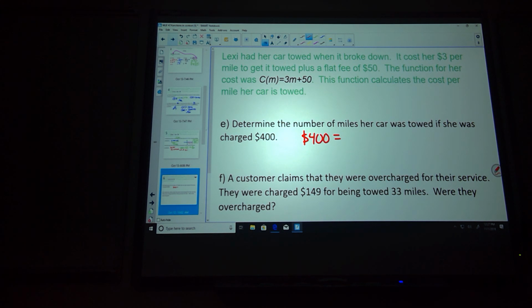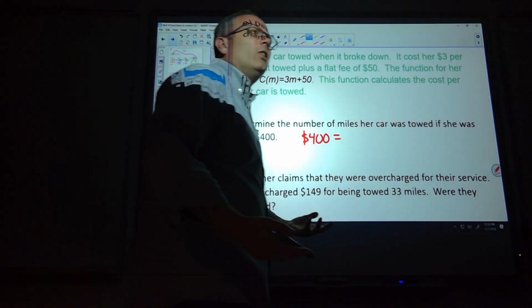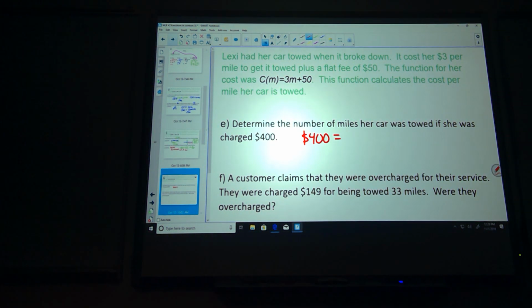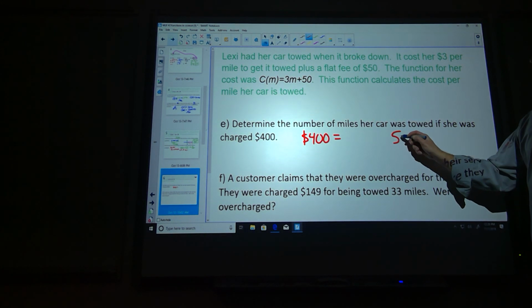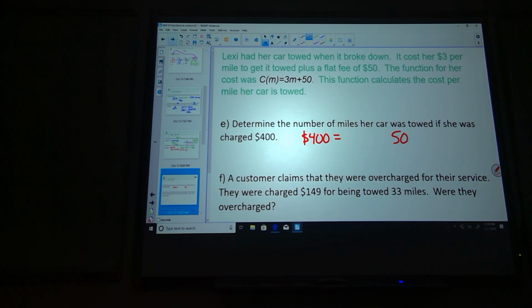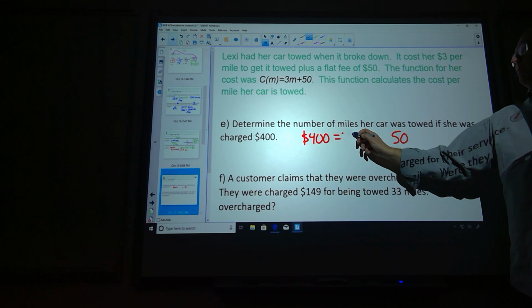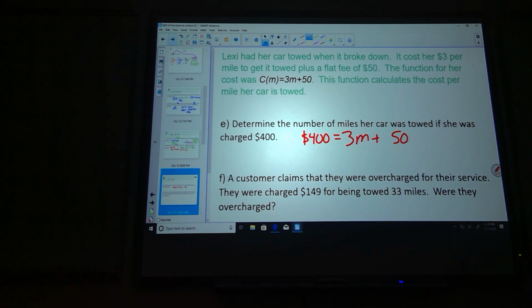Okay, so hang on. Let's make this into a goofy scenario. Lexi finally gets home. Car has been towed. Lexi goes to her roommate going, "Dude, it cost me $400 to get my car towed." Roommate's like, "Dude, how much did this tow company charge you per mile?" Well, I don't know. They asked for $50 originally just to put it up on the truck. And then I think the guy said it's $3 for every mile you drive.